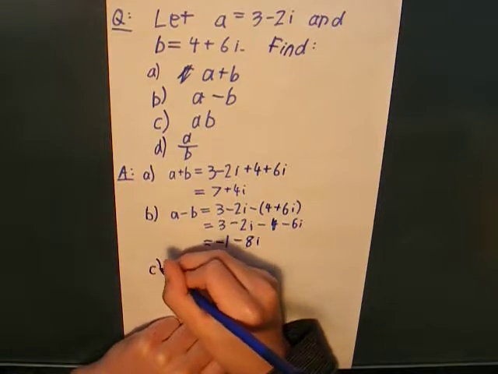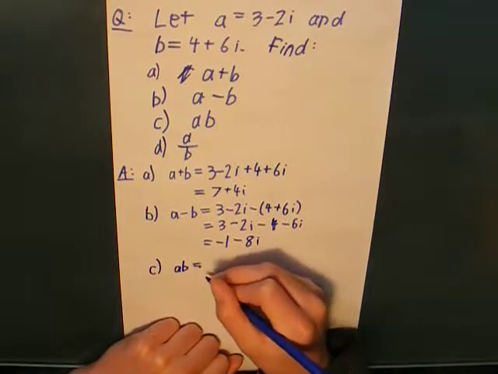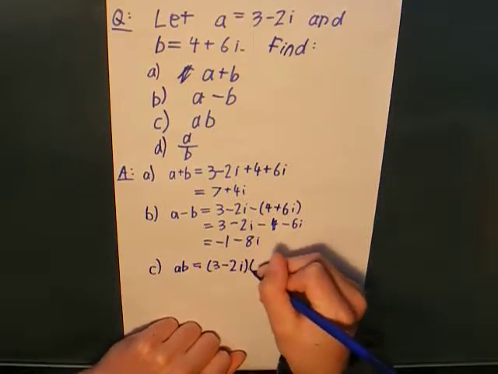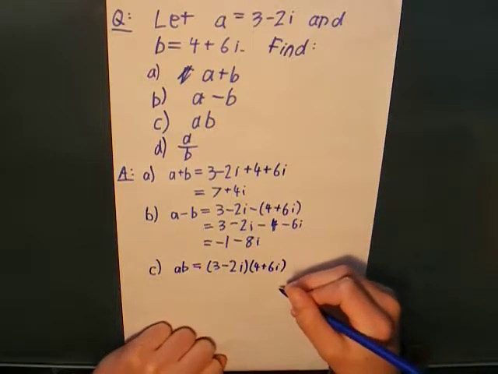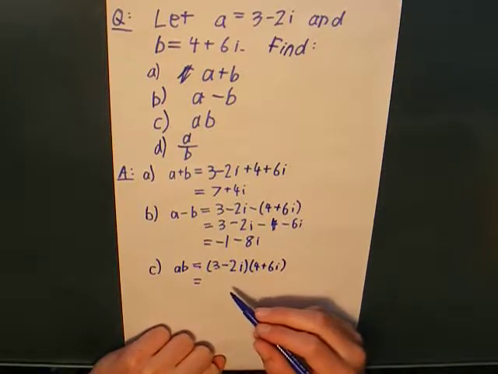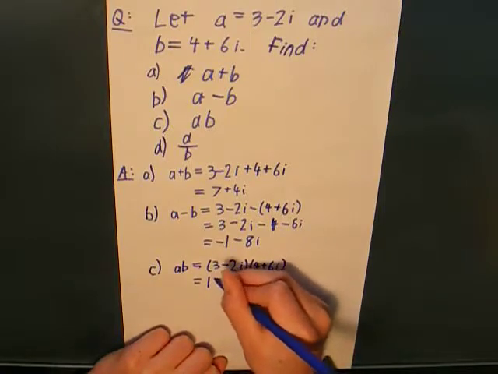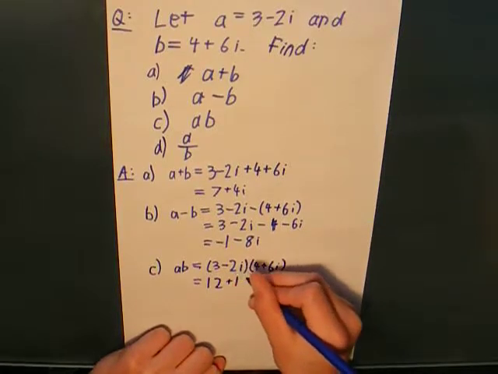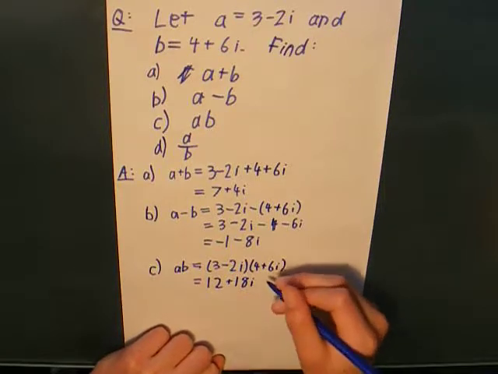So, part C, A times B. So this is where things get a little more interesting. So, AB equals 3 minus 2i times 4 plus 6i equals, so we've got 3 times 4, which is 12, plus 18i, minus 8i.